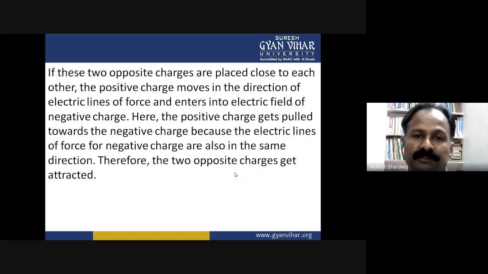If these two opposite charges are placed close to each other, the positive charge moves in the direction of electric line of force and enters into the electric field of negative charge. Here the positive charge gets pulled towards the negative charge because the electric line of force for negative charge are also in the same direction. Therefore, the two opposite charges get attracted.